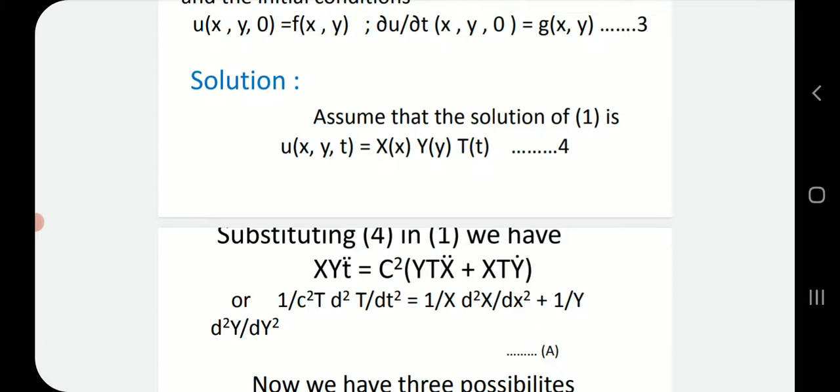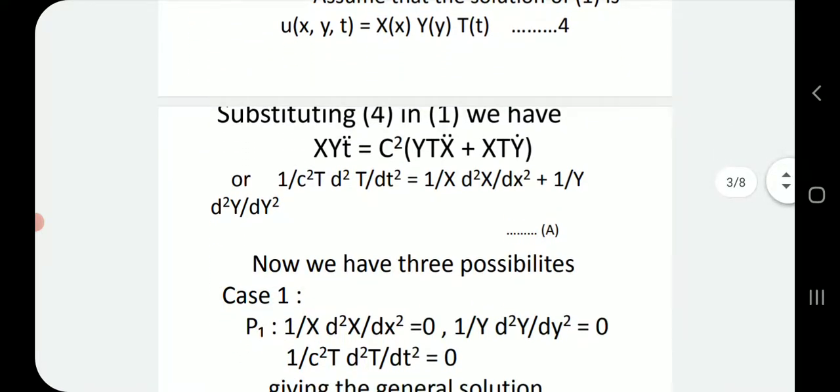Now we divide this equation by XYT and we get (1/(c²T)) d²T/dt² = (1/X) d²X/dx² + (1/Y) d²Y/dy². So this is equation A. Now we have three possibilities.